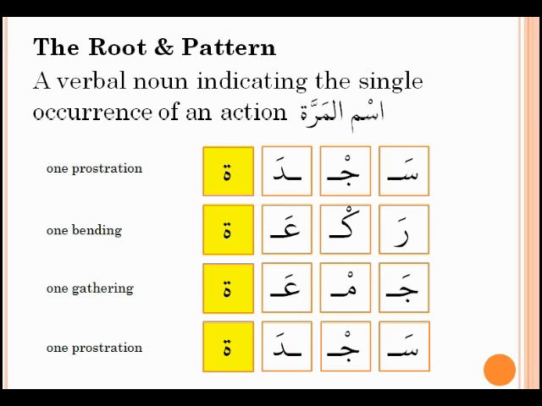Another pattern is the verbal noun indicating the single occurrence of an action. So if we said sajada, this is to prostrate. If we add ta' marbuta at the end, it's now one prostration, and so on for the other roots. So it's sajda for one prostration, raka'a, to bend once, jam'a, one gathering, and once again sajda.